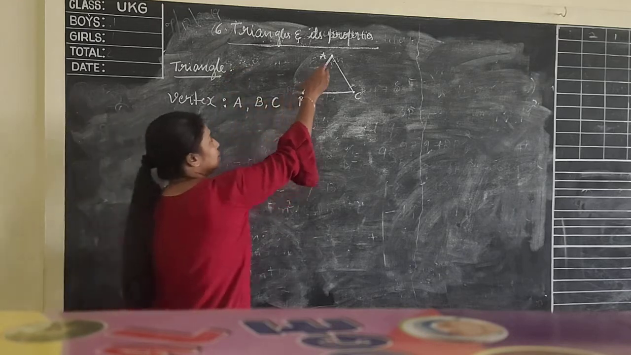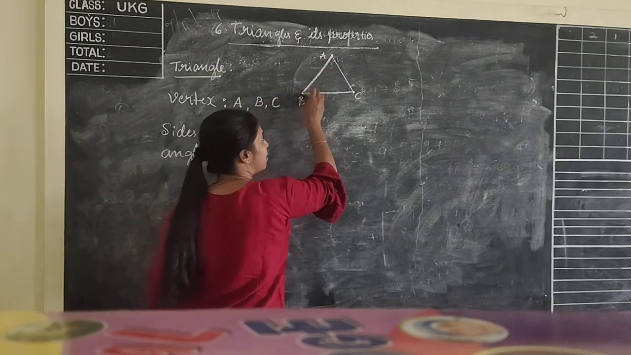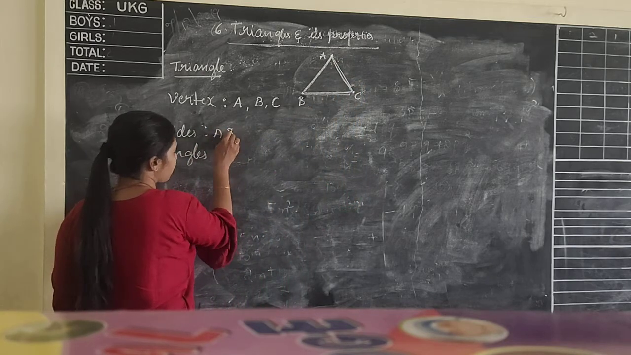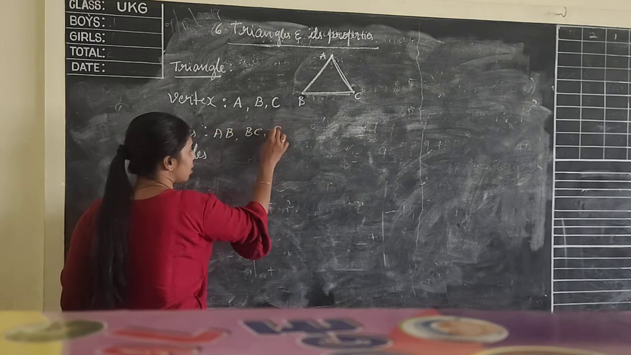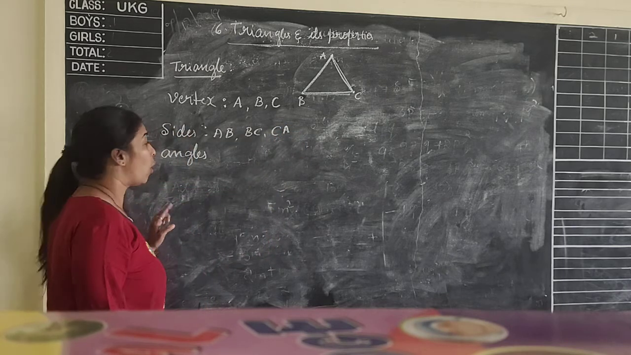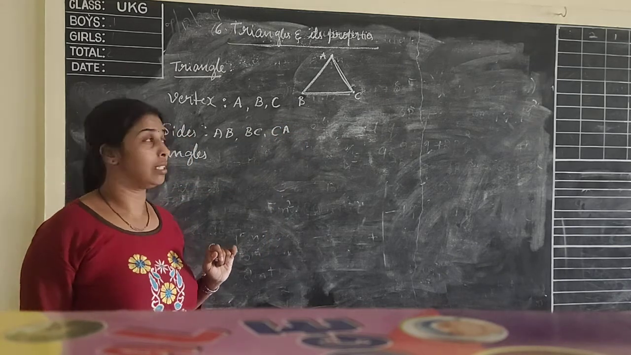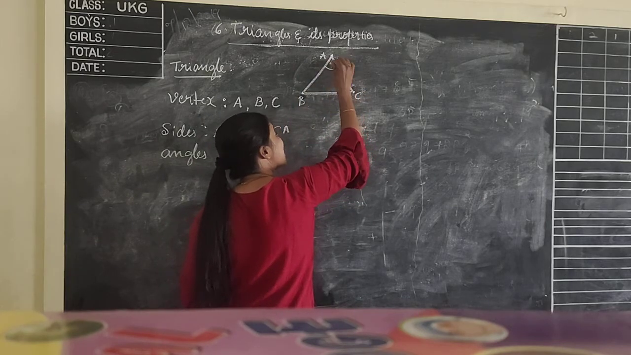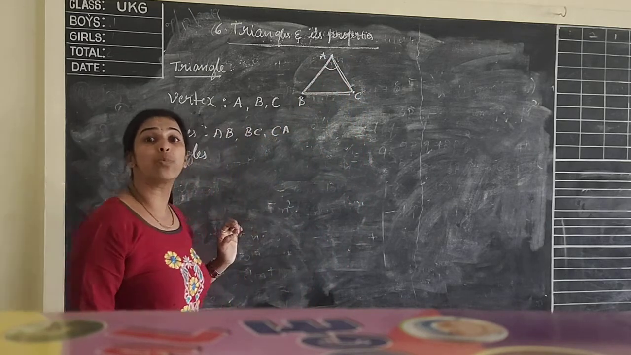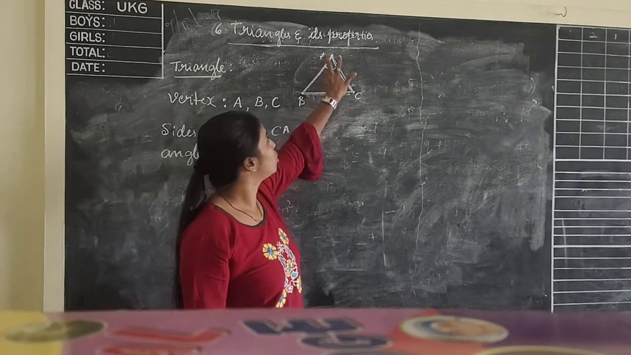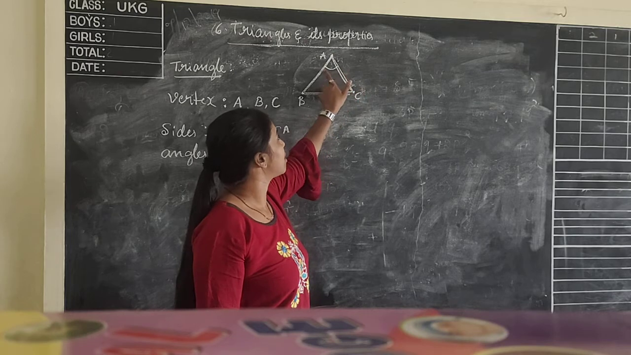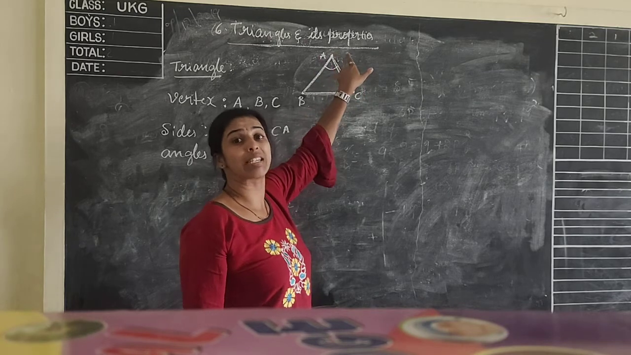Side. This is the side. This line is a side. This line is a side. This line is a side. AB, BC. See, what is an angle? Angle means where the two sides are joining, the space is called the angle. The space between the two sides at the vertex. Here this is the vertex and two sides are joining at the vertex, the space is called the angle.